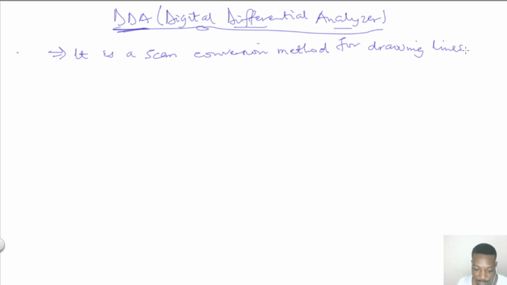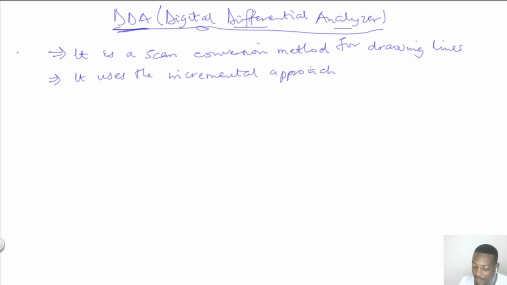That's the first thing that you should know. It's a line drawing algorithm, and we call it the scan conversion method. So the digital differential analyzer is a scan conversion method for drawing lines. And this algorithm or this method also uses the incremental approach.